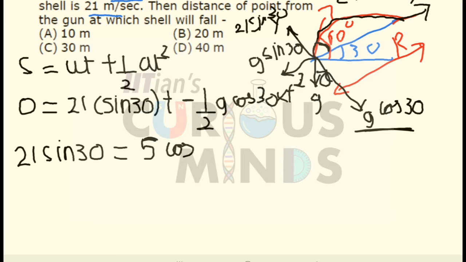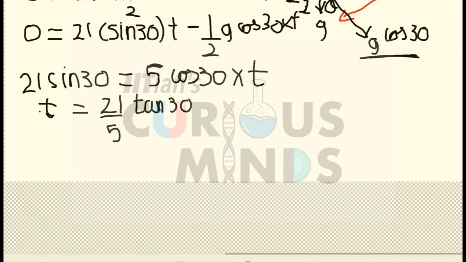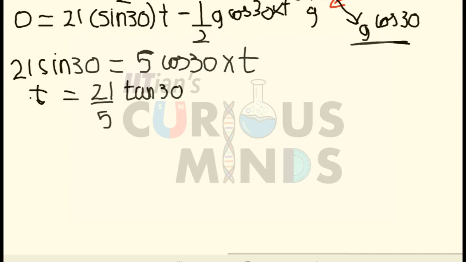I use the formula S is equal to ut plus half at square. So 21 sin 30 is equal to, the value of g is equal to 10, so 10 by 2 is 5, cos 30 into t. One t and one t square will get cancelled out, it will be t. So t is equal to 21 by 5 tan 30, and tan 30 is equal to 1 upon root 3. We have got the total time period.